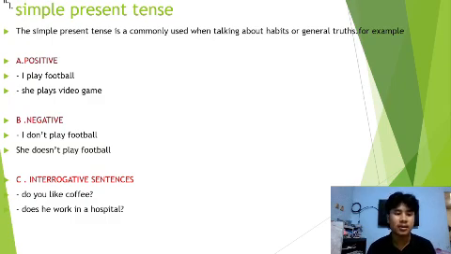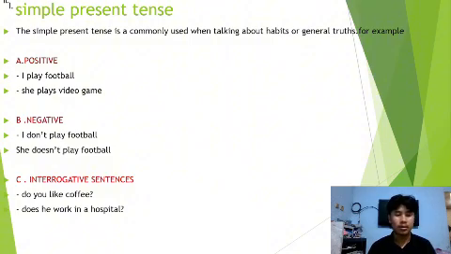The simple present tense is commonly used when talking about habits or general truths. For example, a positive sentence: I play football. She plays video games. Negative: I don't play football. She doesn't play football. Interrogative sentence: Do you like coffee? Does he work in a hospital?